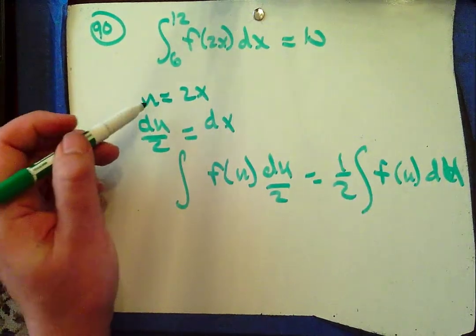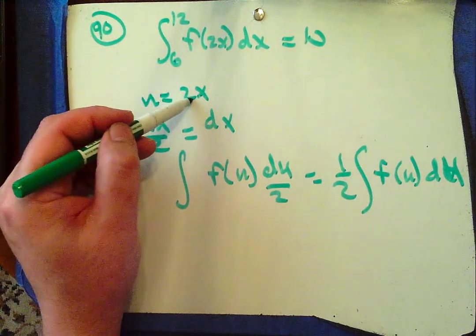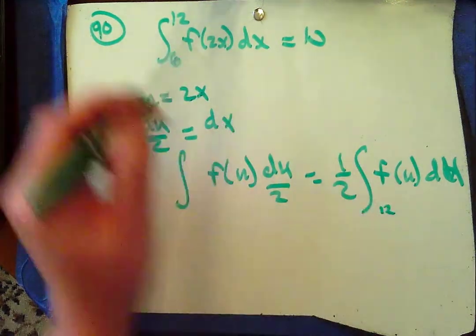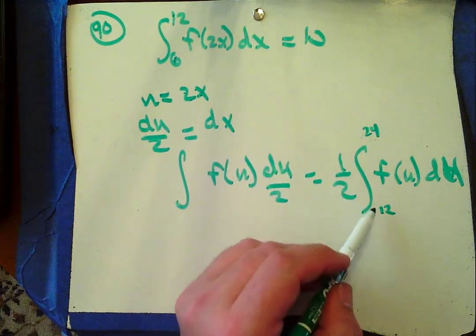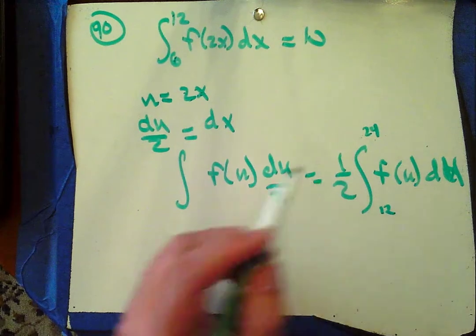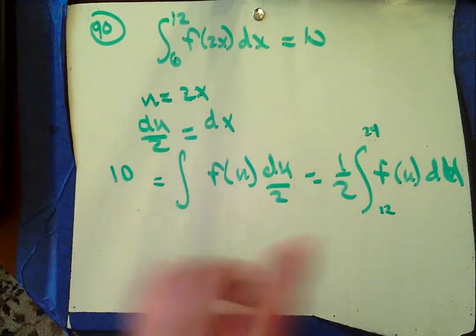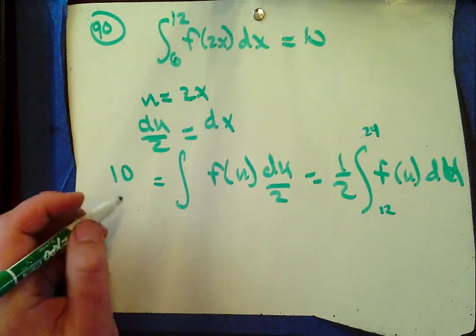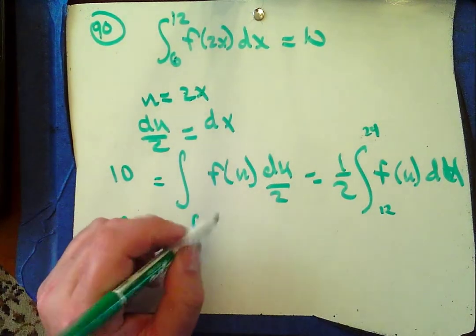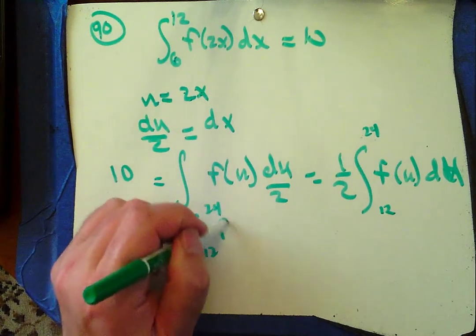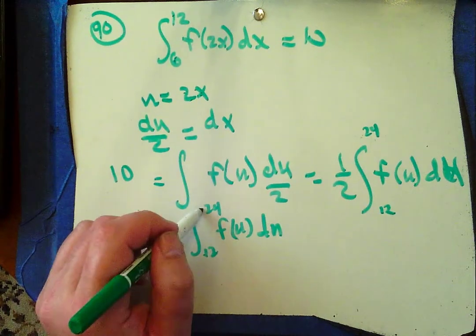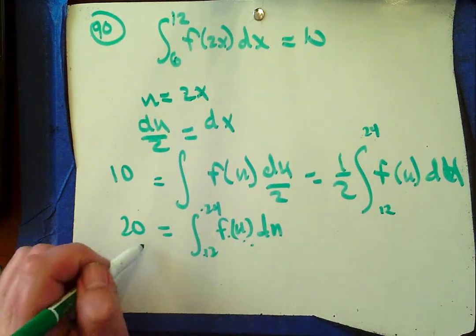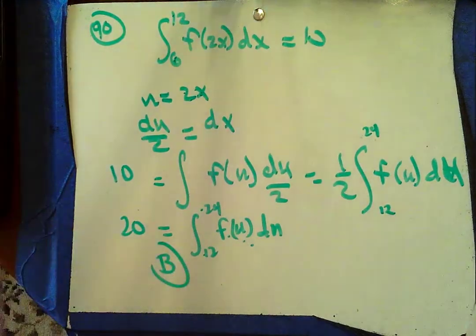Now, what about some u bounds? Let's take these x values and plug them in. So 6 times 2 is 12, and 12 times 2 is 24. So 1/2 the integral from 12 to 24 would equal 10. Well, I'm going to multiply both sides by 2 and get 20 equals the integral 12 to 24 of f of u du. The integral from 12 to 24 of f of t dt equals 20 is choice B. So B for 90. And our last problem, number 91.